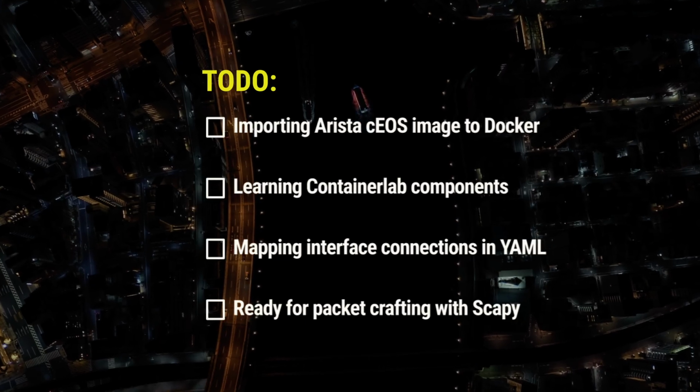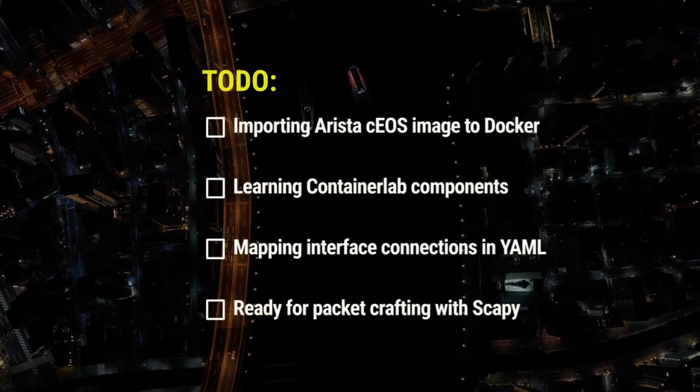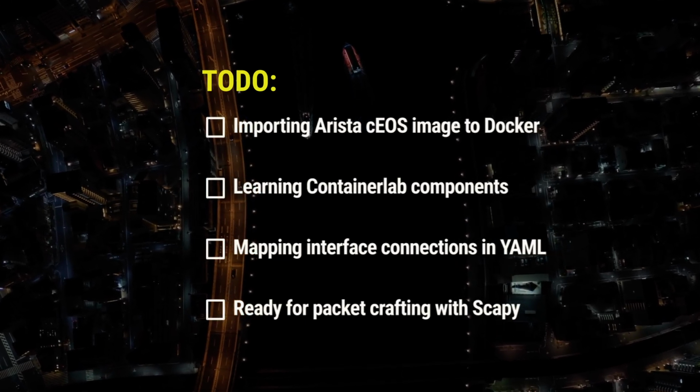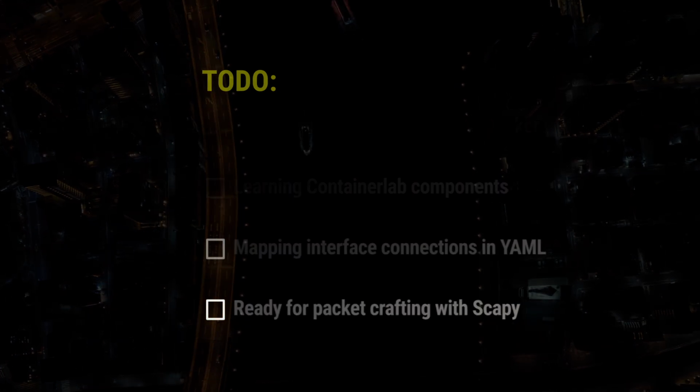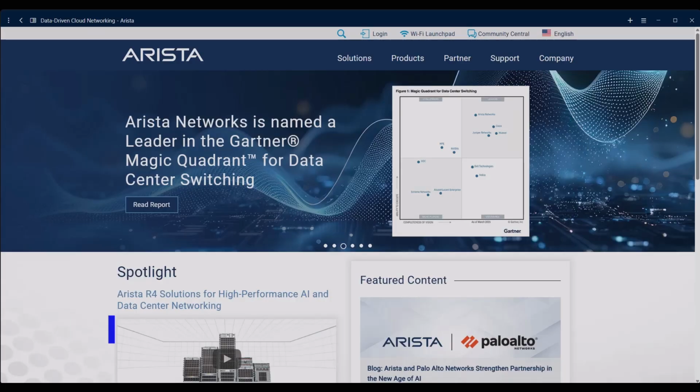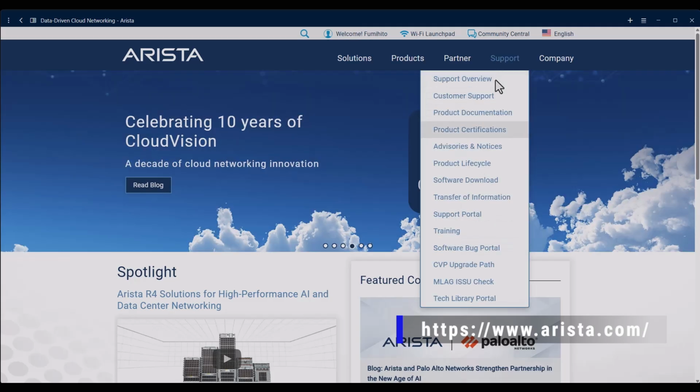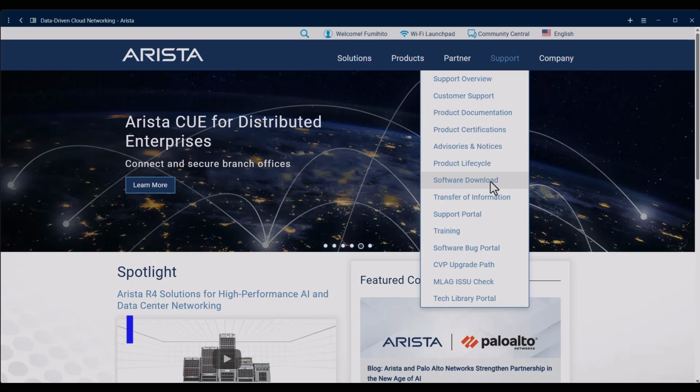Before we build anything, we need the cEOS image. If you already have it imported, skip to the next chapter. For everyone else, this is the only manual step, and it takes about 5 minutes. Head to arista.com and create a free account if you don't have one.